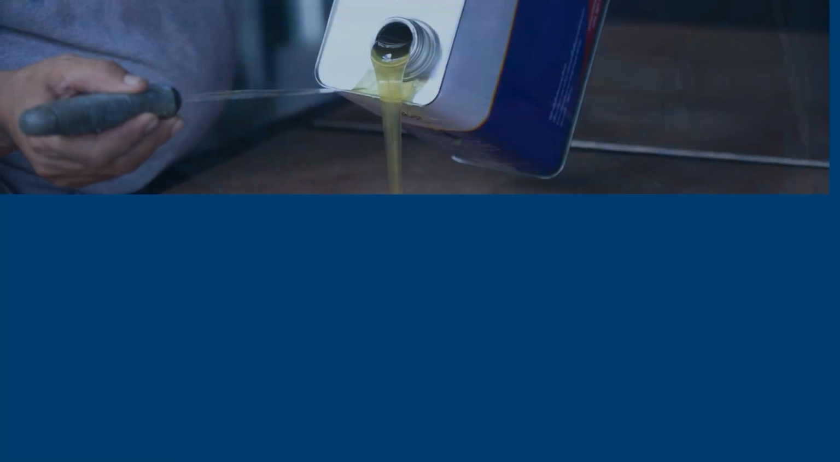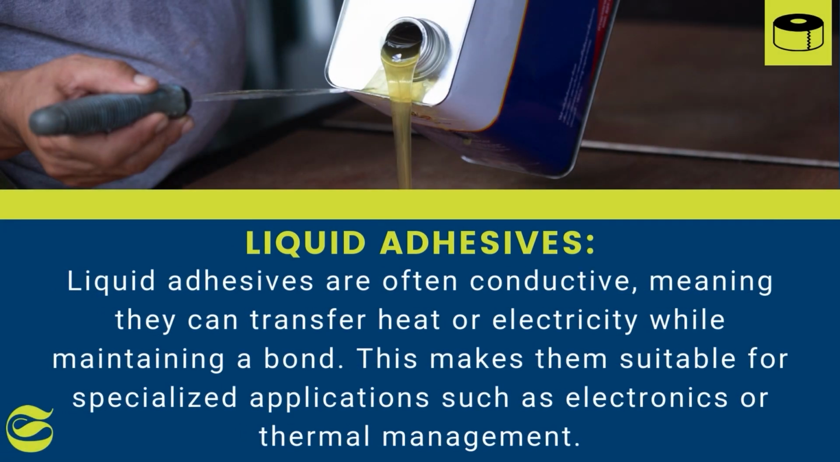In terms of versatility, liquid adhesives and adhesive tapes have their own unique advantages. Liquid adhesives are often conductive, meaning they can transfer heat or electricity while maintaining a bond. This makes them suitable for specialized applications such as electronics or thermal management. However, liquid adhesives are typically limited to bonding one type of surface at a time, and their customization options are more constrained.